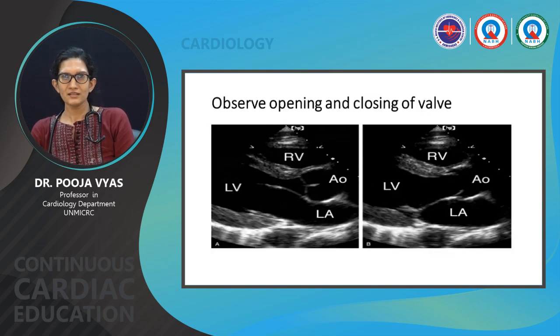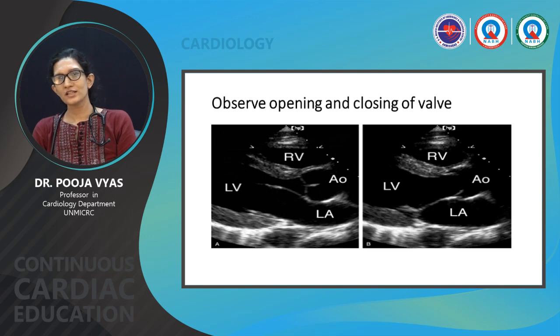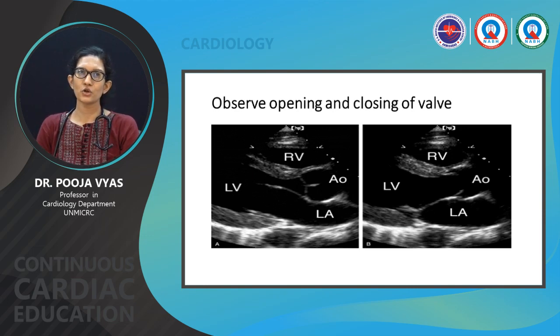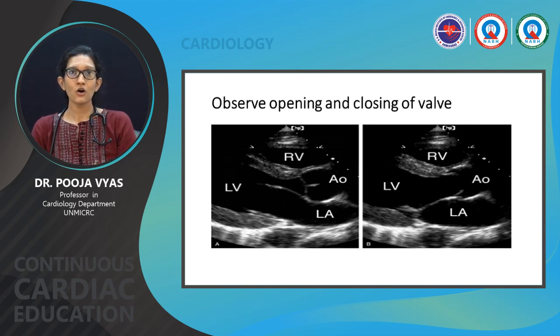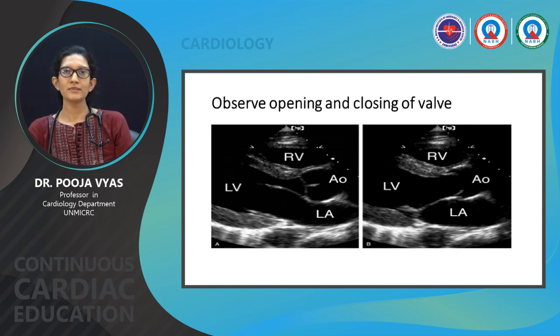By observing opening and closing of the valve in the parasternal long axis view as well as in the parasternal short axis view, we can determine whether the aortic valve is stenotic or not. The normal aortic valve area is 3 to 4 centimeter square, and in the long axis view, when the aortic valve leaflets are normal, the separation of the leaflets will be at least more than or equal to 20 millimeter. So it is a normal value.